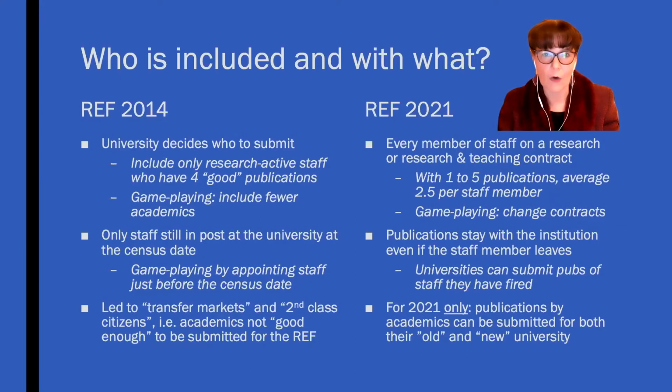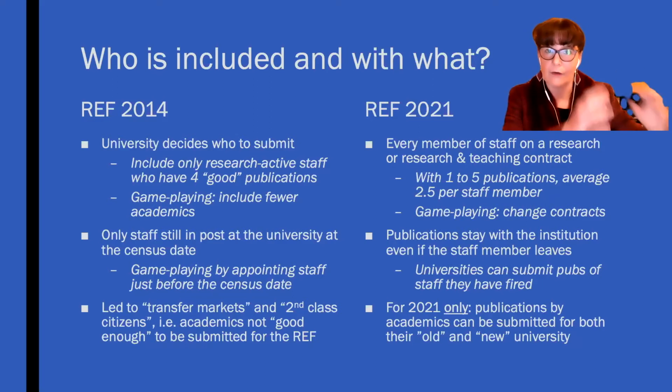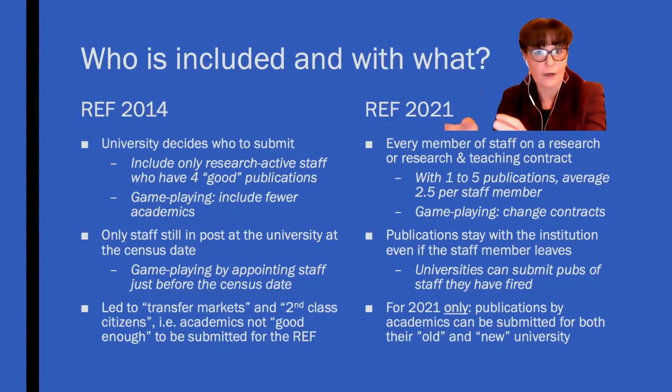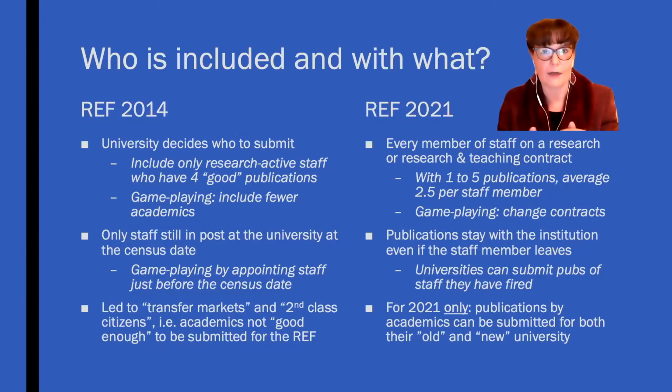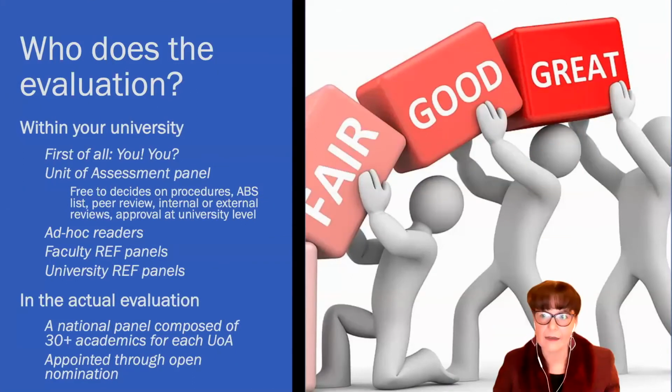In the new REF, this is no longer the case because publications stay with the institution, even if a staff member leaves. So if a staff member leaves halfway during the 7-year period, the publications in the first half of the period stay with their old university. Their new publications go with their new university. So very different system. The only thing is that for this REF only, for 2021, they have decided to go midway in a sense that you can submit publications both from staff who are currently here and staff who were there in the past. So you kind of double dip. But they've done this because these rules were changed relatively late and they didn't want universities and academics to get too upset about this.